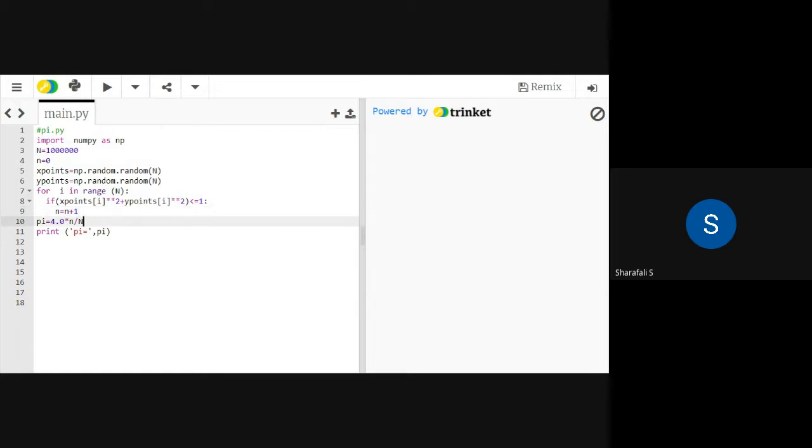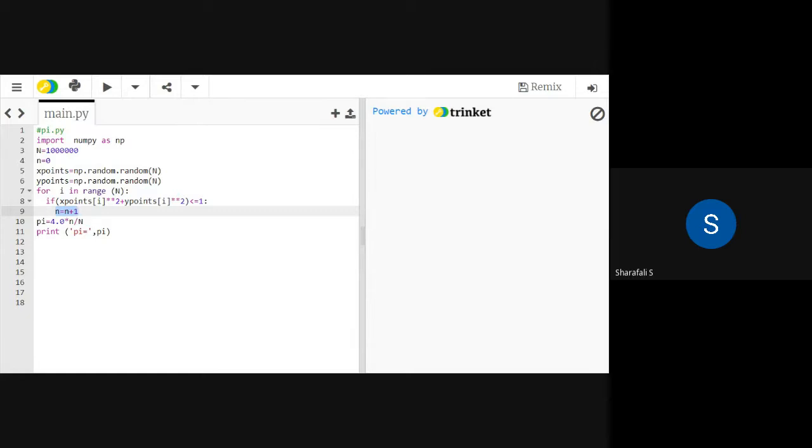Now we'll run for i in range capital N. So i will start from 0, and we have to consider up to capital N. If x points of i, that is x points of 0 initially, squared plus y points of i, that is y points of 0 squared, is less than or equal to 1, that is the condition. That is nothing but x squared plus y squared less than or equal to 1. Then we consider n as n plus 1, that is, n is incremented by 1.